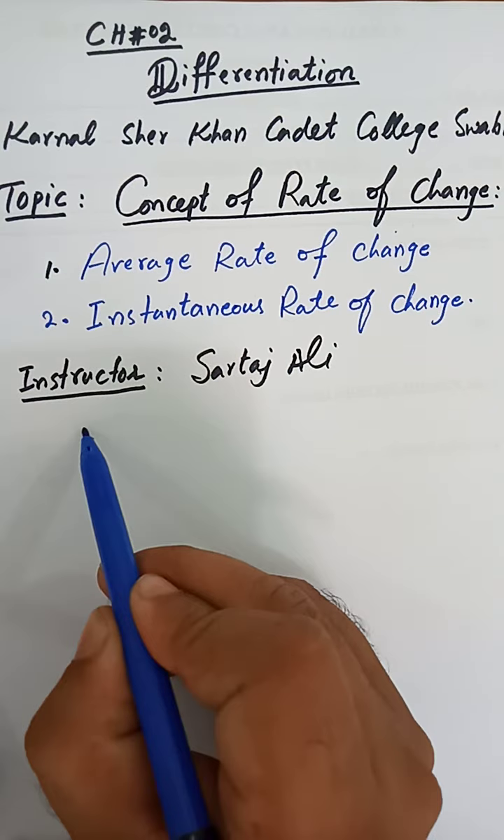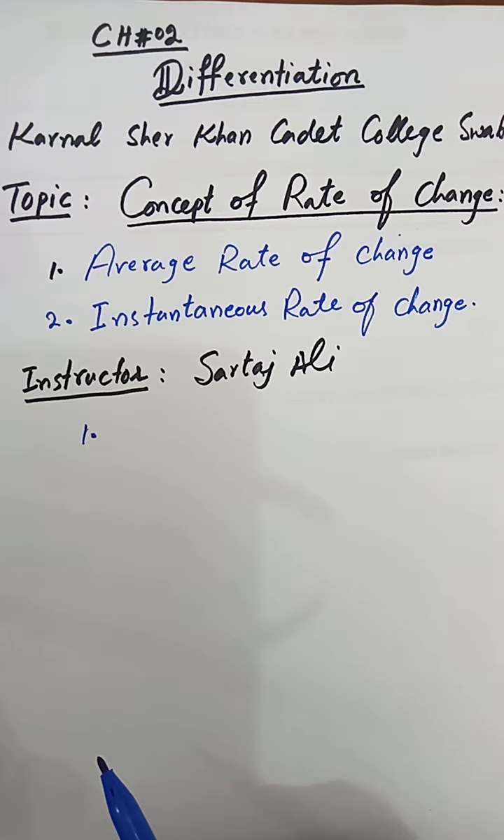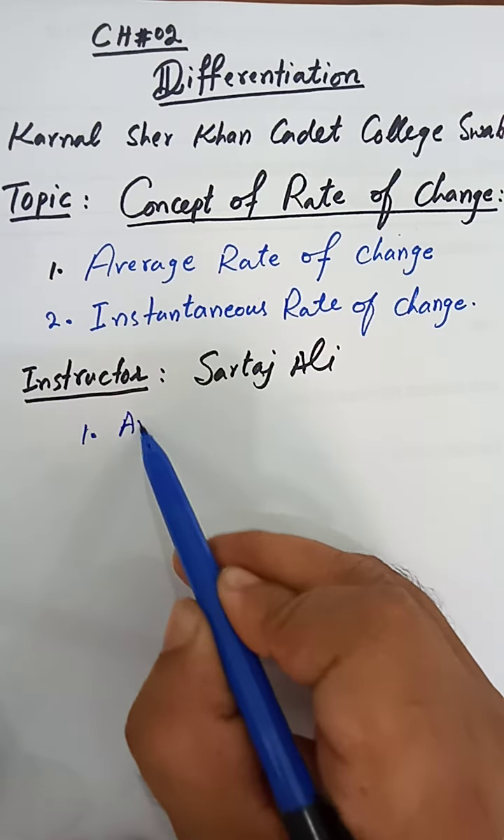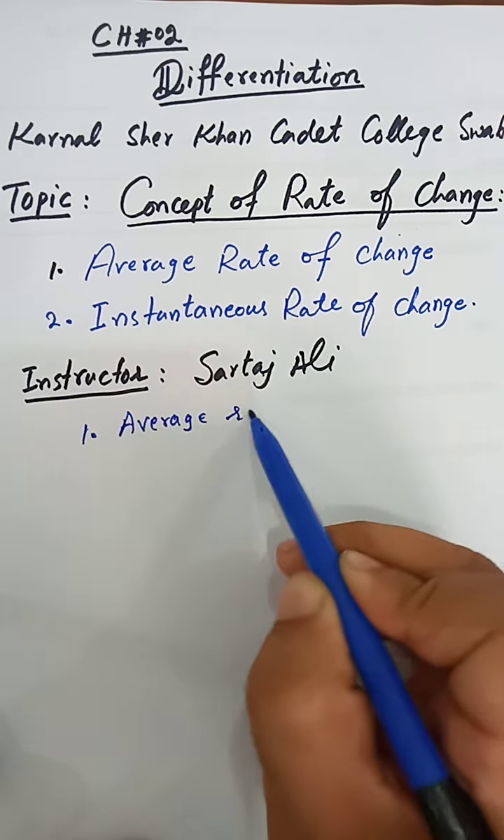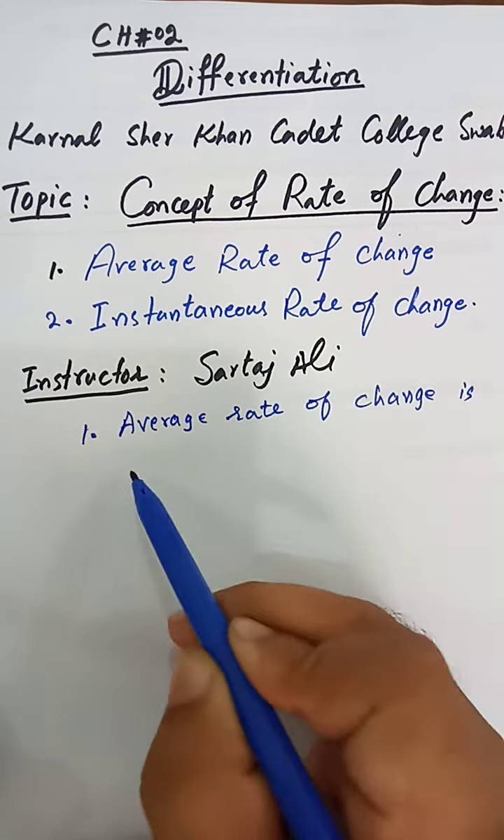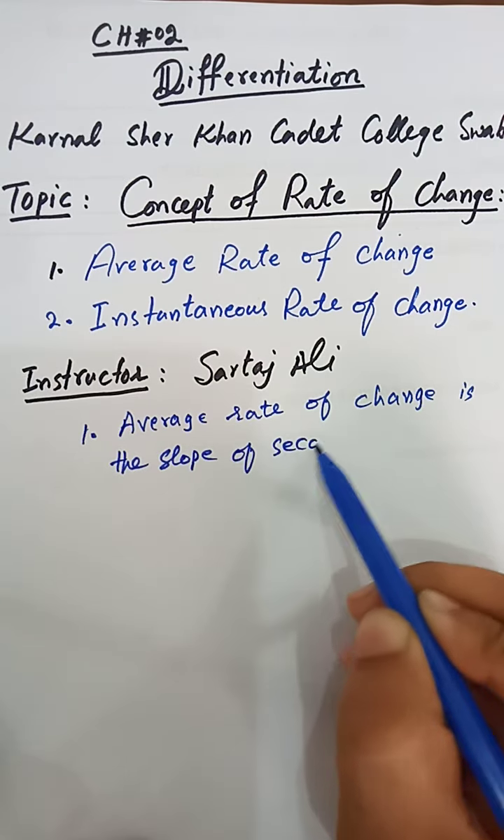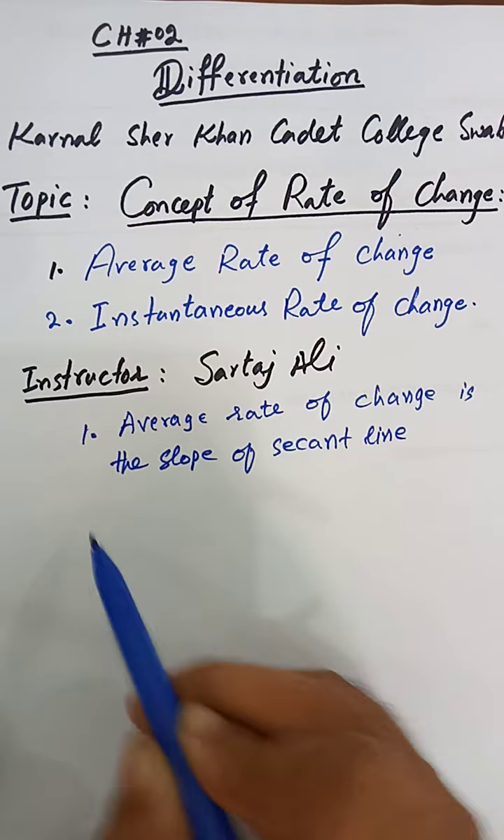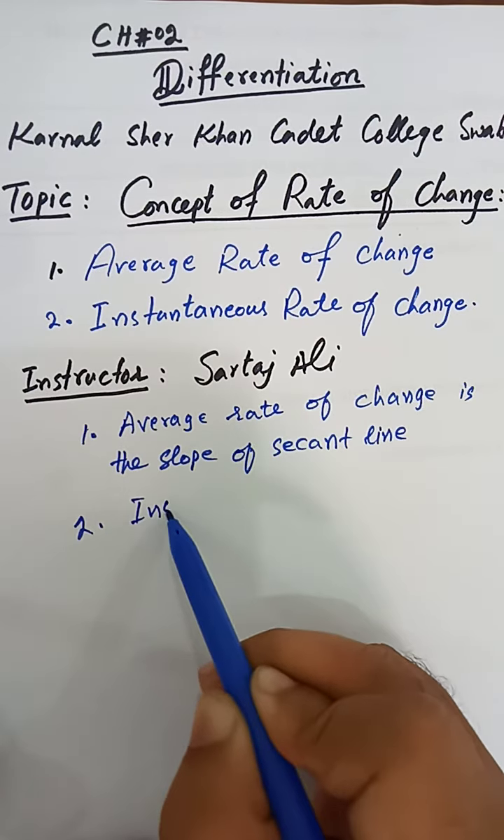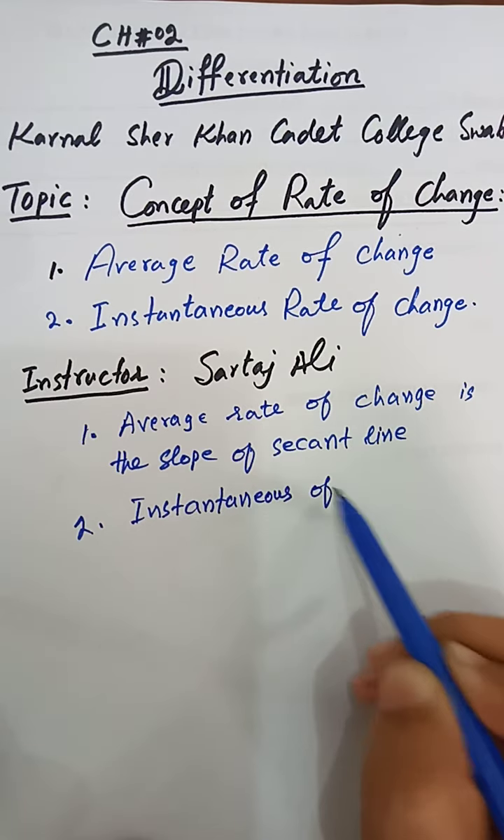Average rate of change is actually the slope of a secant line, which gives the average rate of change in a phenomenon, and that is always an approximate rate of change in the phenomenon. So average rate of change is the slope of a secant line, and the instantaneous rate of change is the slope of a tangent line at a particular point.